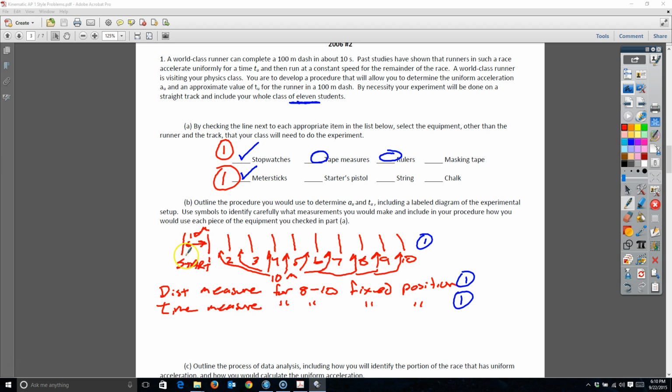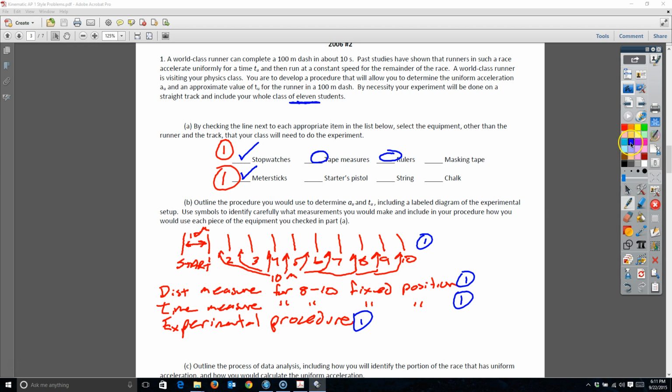So you'll need to say the runner will start on the start line. The first person will yell 3, 2, 1, go, and then each person will start their stopwatch on go, and then stop the stopwatch when the runner gets to their position. That way we've got 10 different times for 10 different positions. So I'm just going to write down what they're looking for, experimental procedure. It doesn't have to be long, but it needs to say what you're going to do. So there's another point. We already said the diagram is a point.